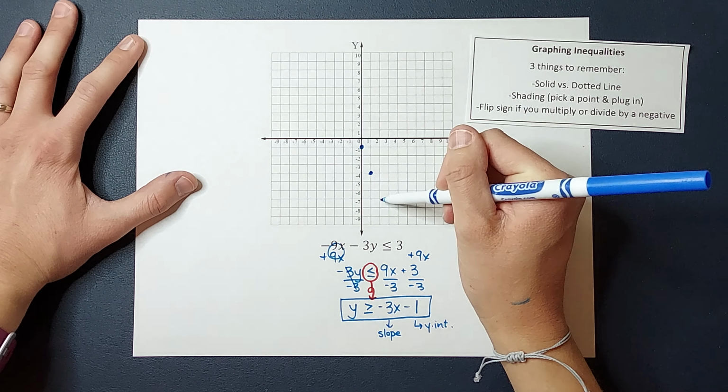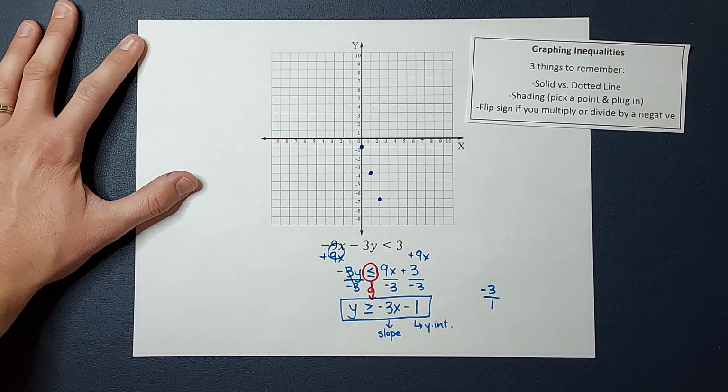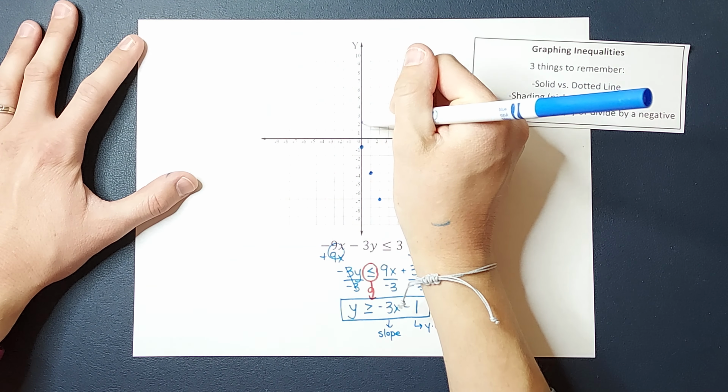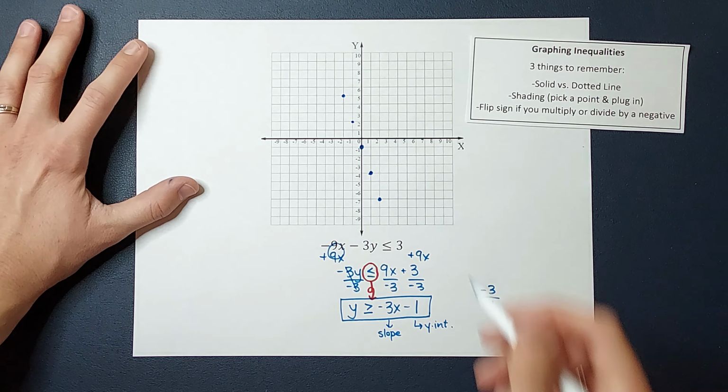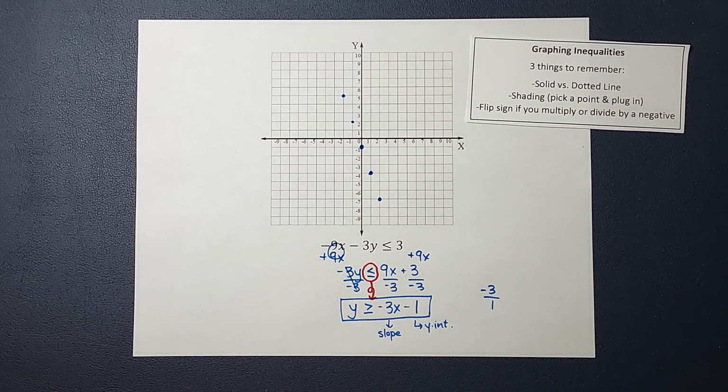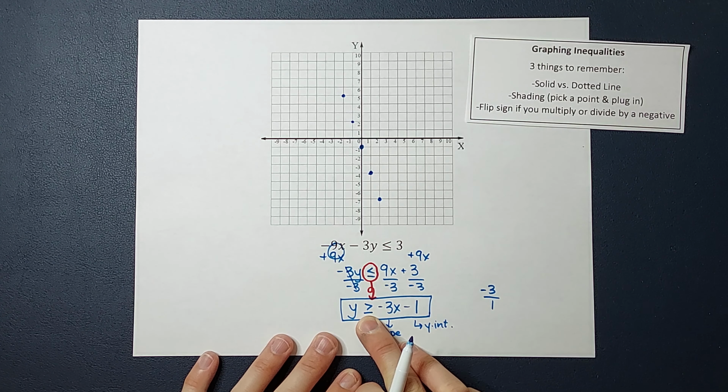Down 1, 2, 3 over 1. And I can also go up 3, left 1, right? So 1, 2, 3, left 1, up 1, 2, 3, left 1. Now here is where I do need to recognize that this is not an equal sign. It is an inequality.